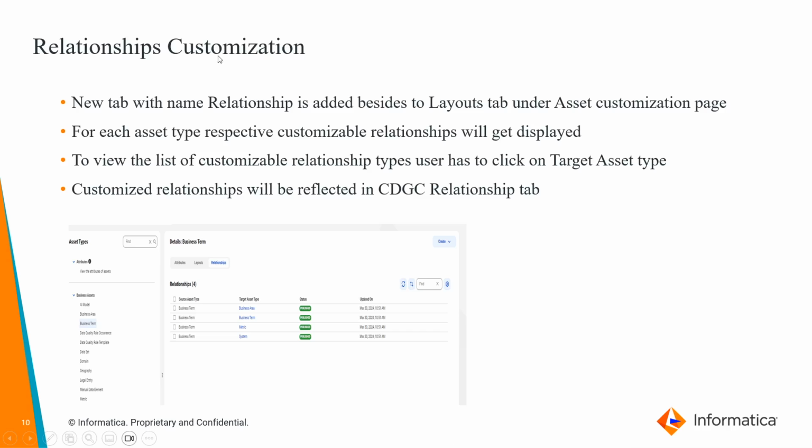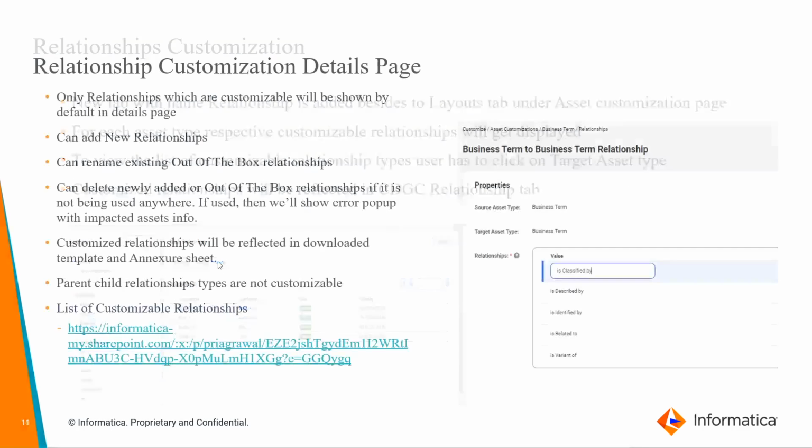Now let's take a look at relationship customization. The new tab with the name relationship is added beside the layout tab under the asset customization page. For each asset type, the respective customizable relationship will be displayed. To view the list of customizable relationship types, the user has to click the target asset type. Then the customized relationship will be reflected in the CDGC relationship tab. So this is the relationship tab we are talking about.